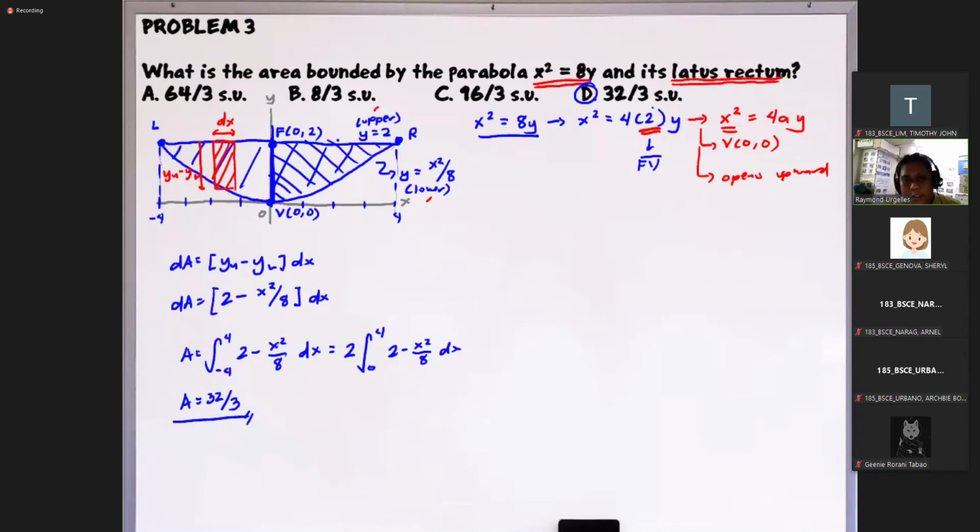Another way is by using horizontal strips. Okay? Horizontal strips naman. Kahit dito na lang tayo sa kalahati mag-focus.